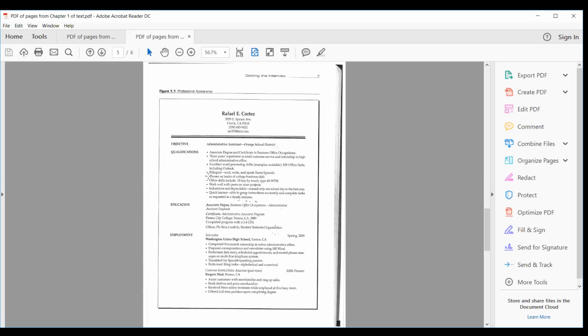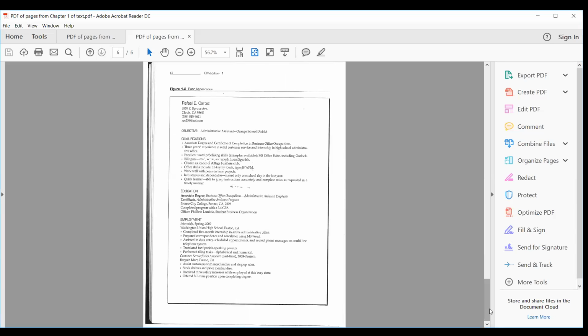I probably would take out the chosen as a leader of college business club. That would go in a different section under achievements and honors. And let's see what else we got. Yeah, that's the one that's a poor appearance.